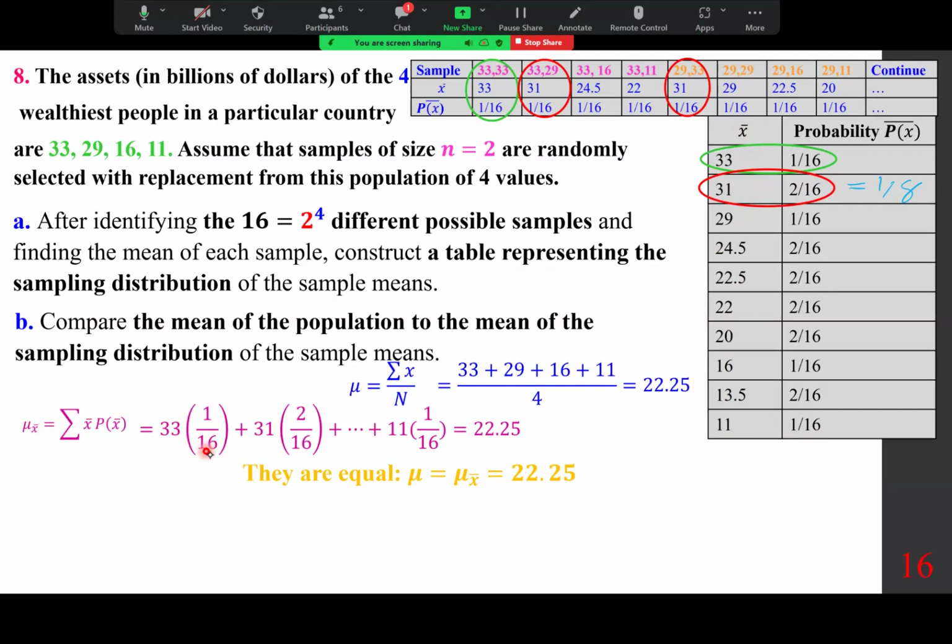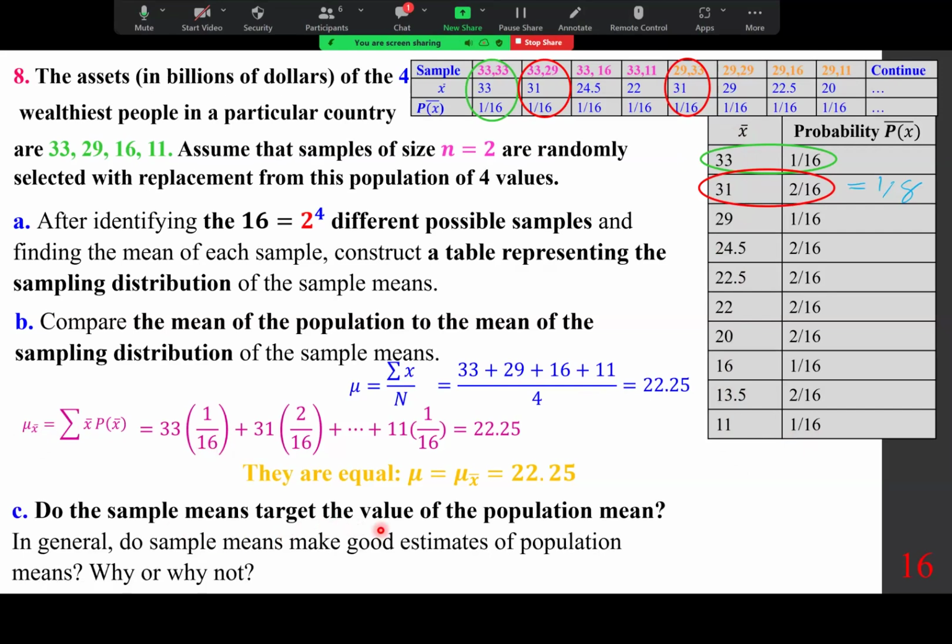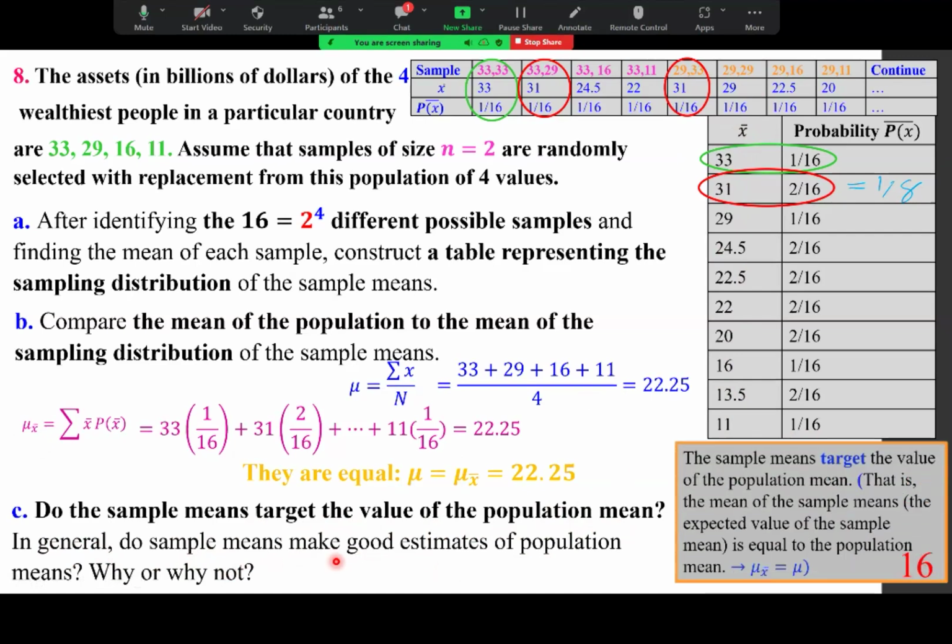And as you can see, do the sample means target the value of the population mean? They are identical. In general, do sample means make good estimates of population means? Why or why not? The answer is absolutely. The sample means target the value of the population mean. That is the mean of the sample means. So if you take the average of this, as long as you have all those samples, the expected value of the sample mean is equal to the population mean, mu of X bar equals mu.